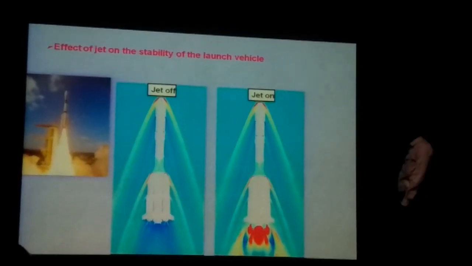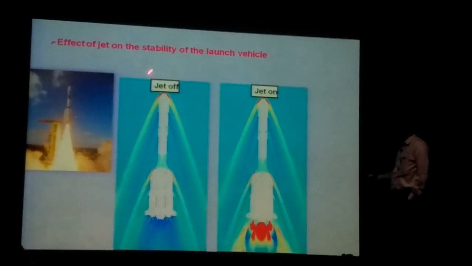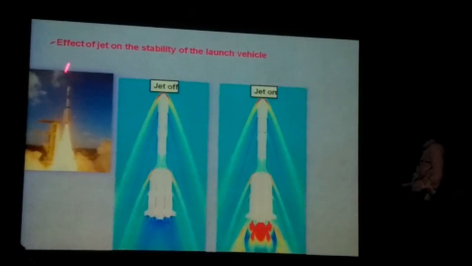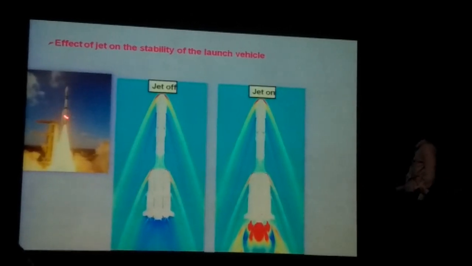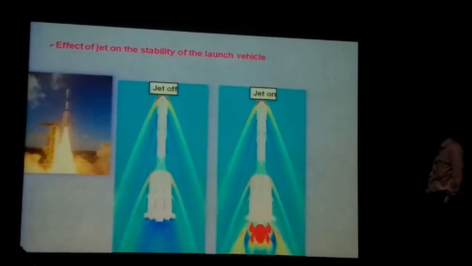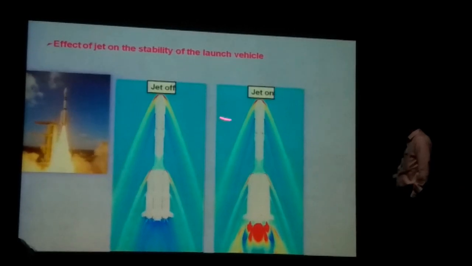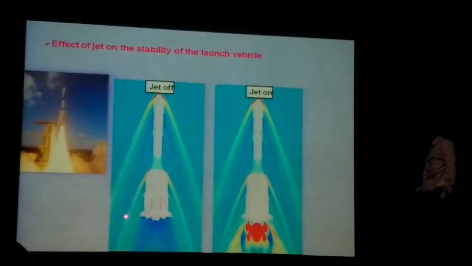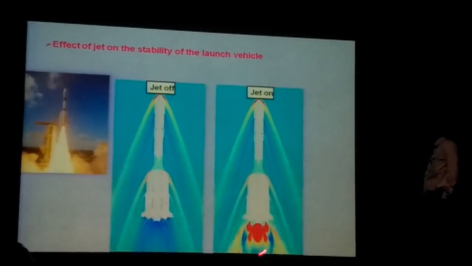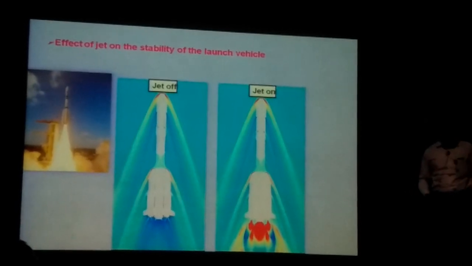Now there is the effect of jets on stability. You can see the wind tunnel tests are done without jets. But actually, for the vehicle during the launch you have the jets and they have interaction, and that will cause changes in the pressure distribution here, which can change the overall forces and moments. So this is the jet off data and this is the jet on data. You can see here, after here there is no change between these two flow fields. But in this region you can see, because of the multi-jet interaction, there are changes in the pressure here. So what is the effect of that?